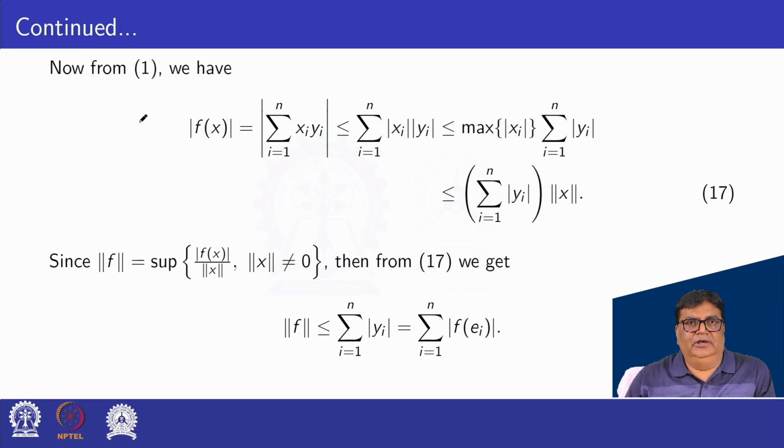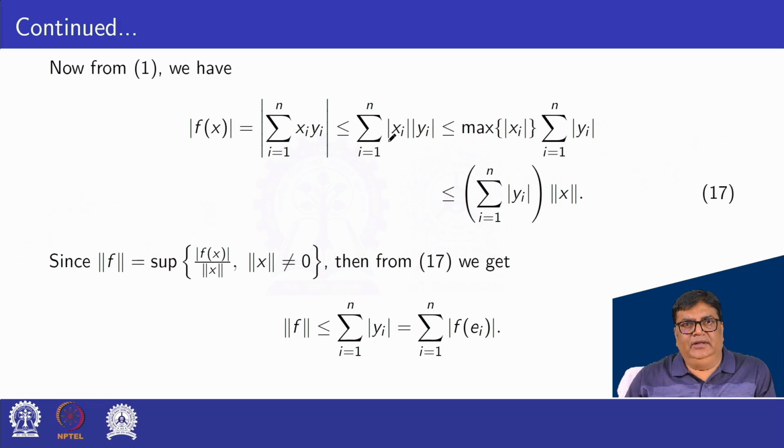Now from equation 1, f of x equal to summation i is equal to 1 to n xi yi. So taking modulus of both sides of equation 1, we have mod fx is equal to mod of summation i is equal to 1 to n xi yi. This is less or equal to summation i is equal to 1 to n mod xi mod yi. So this can be written as mod x1 mod y1 plus mod x2 mod y2 plus mod x3 mod y3 and so on, mod xn mod yn.